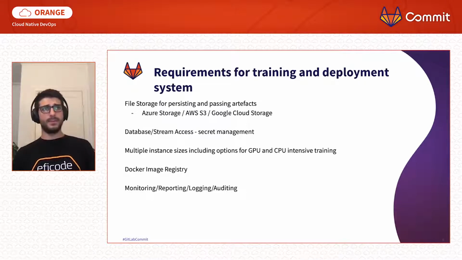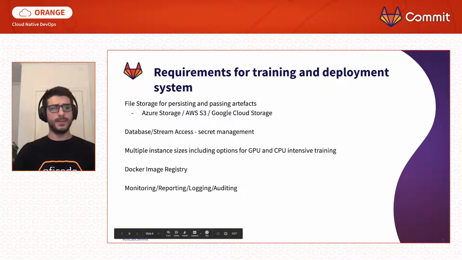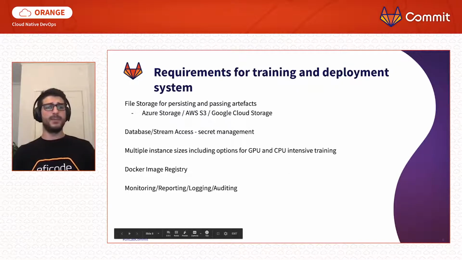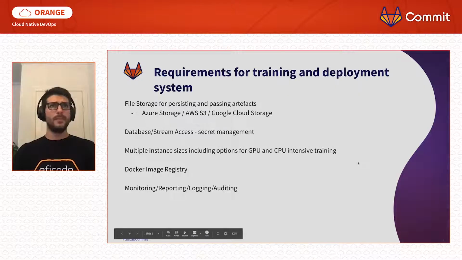We also needed a Docker image registry, as we needed to store our Docker images. We were already using Azure Container Registry for other teams, so that was another easy win. I believe AWS and GCP have their own versions of those as well. We needed some form of monitoring and logging for diagnosing issues, and we also wanted performance metrics to make sure we were getting the maximum utilization of the infrastructure we provisioned.